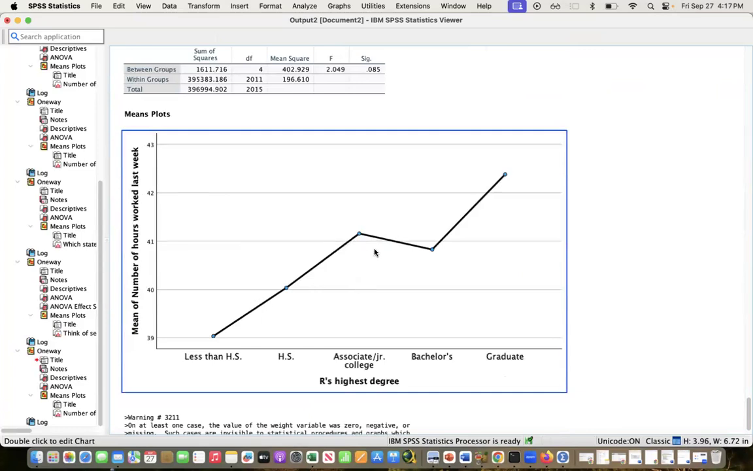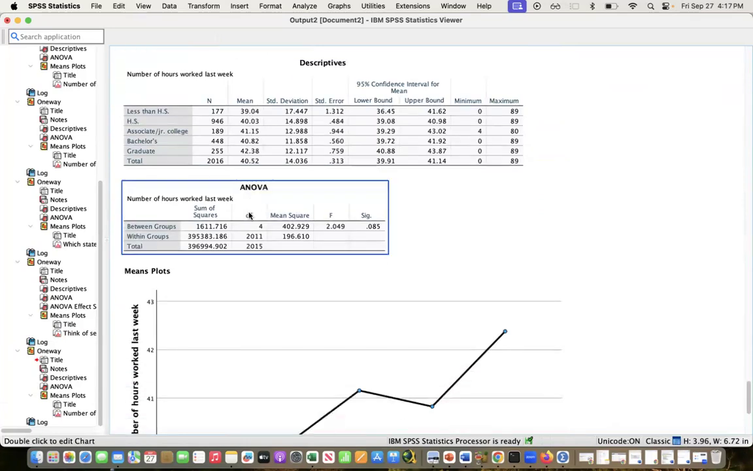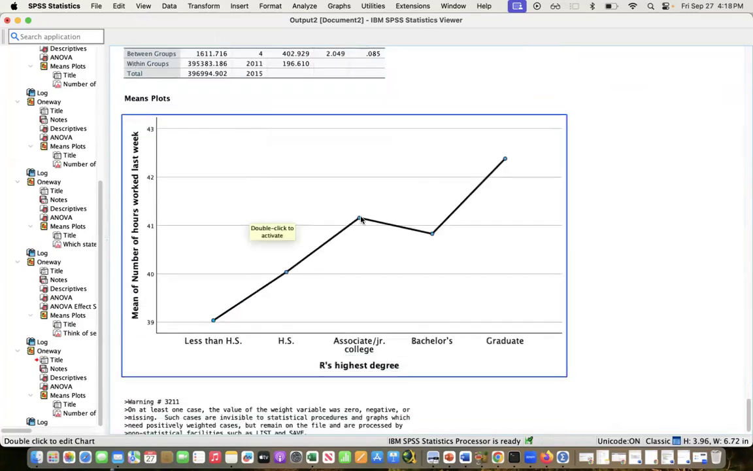Here we can see as education goes up, number of hours worked goes up. Again, only like a range from 39 to like 42 and a half. It's not entirely consistent. There's not much difference between an associate and a bachelor's degree here, but going from less than high school to high school is about an extra hour.